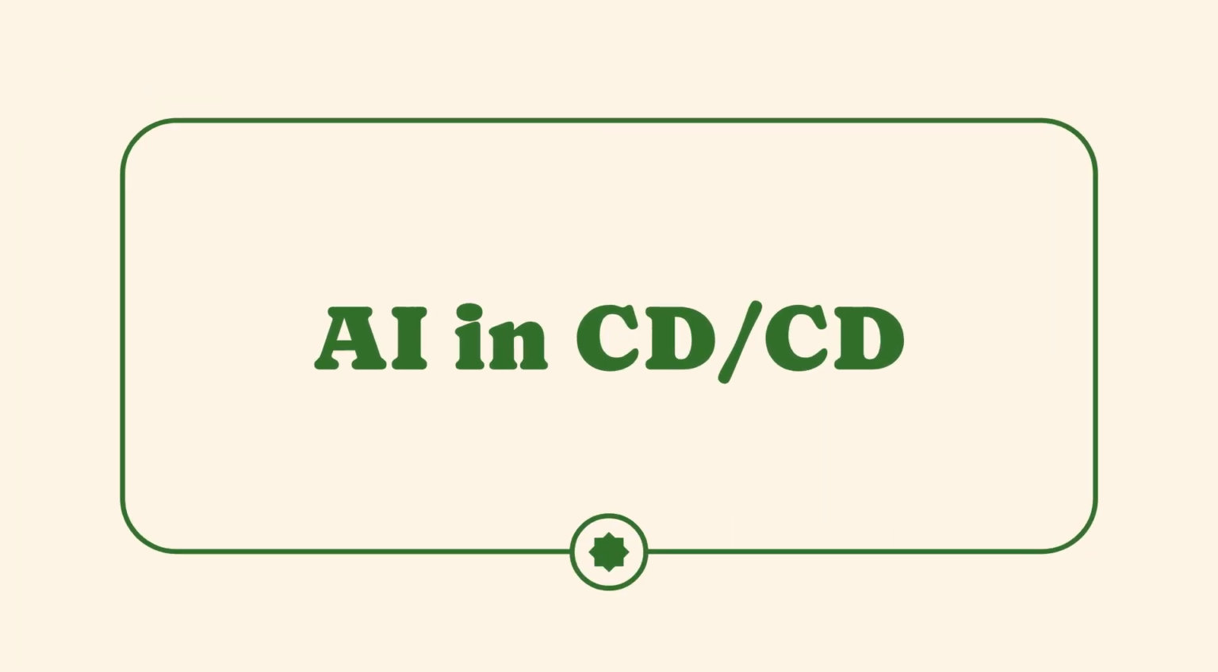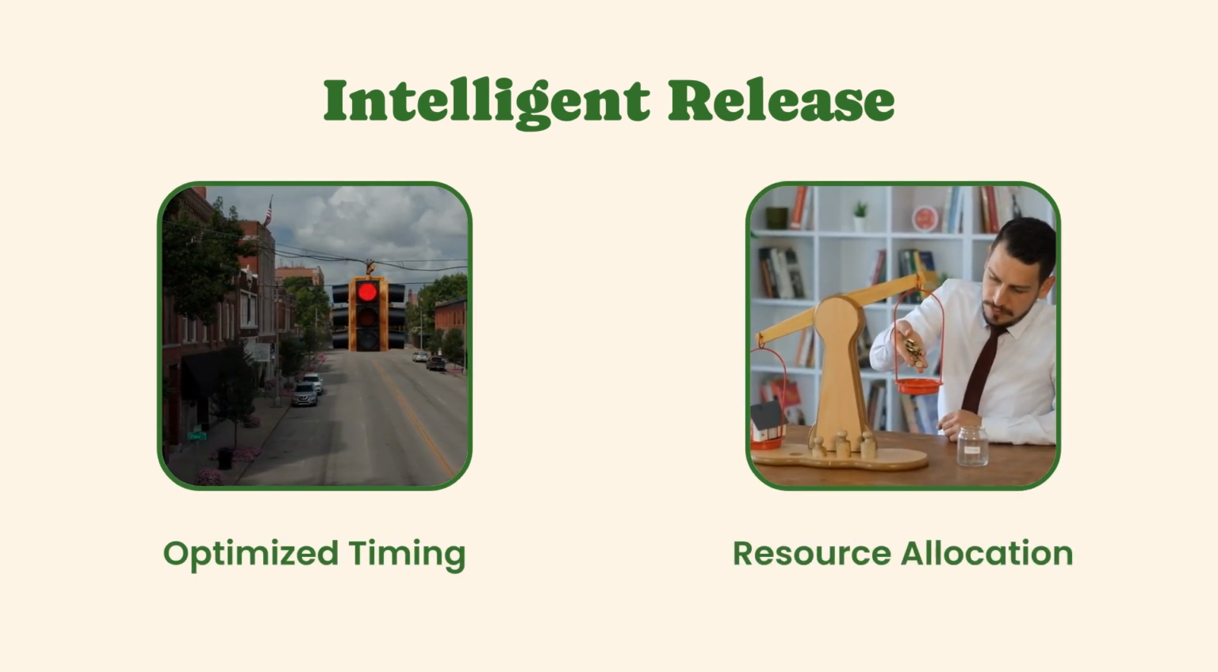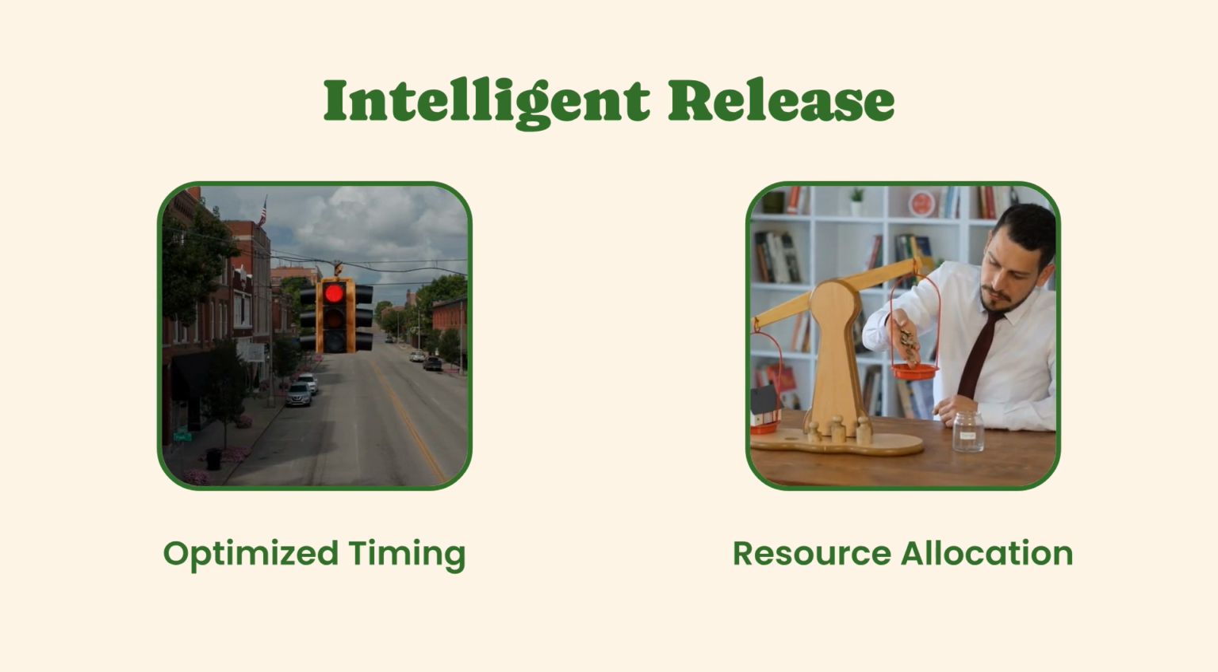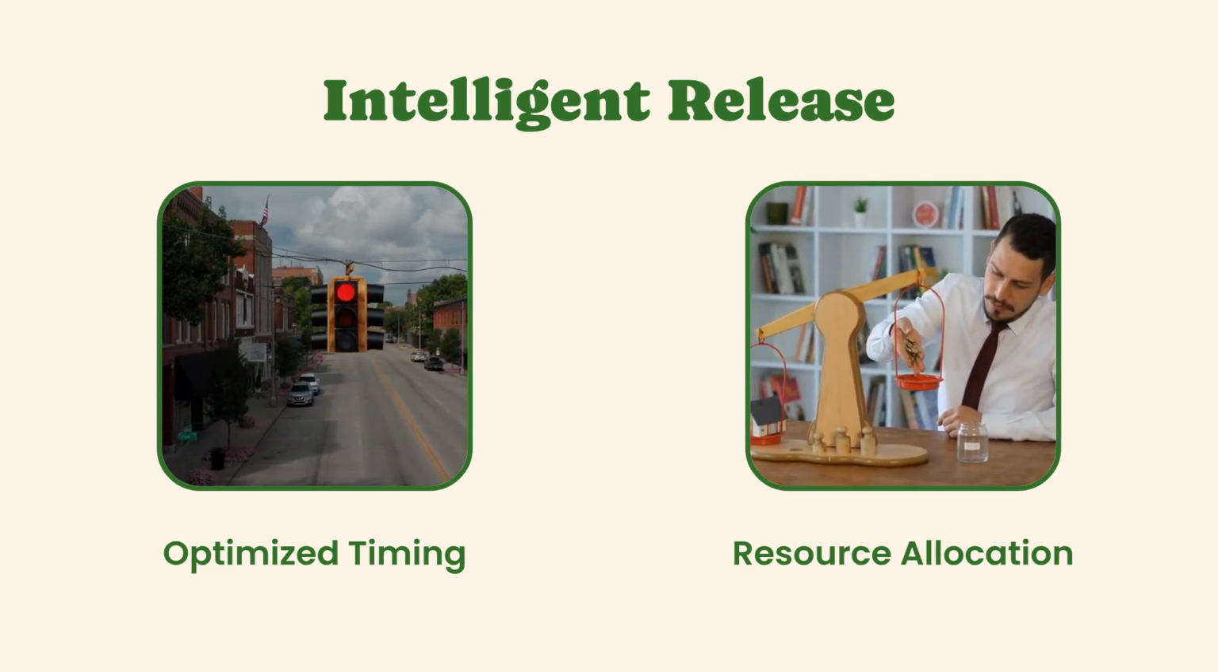Now let's explore how AI transforms continuous delivery and deployment, making releases more reliable, efficient, and resilient. AI can orchestrate releases with greater intelligence, learning from past deployments to optimize timing, resource allocation, and minimize deployment risks. It ensures smoother transitions to production.